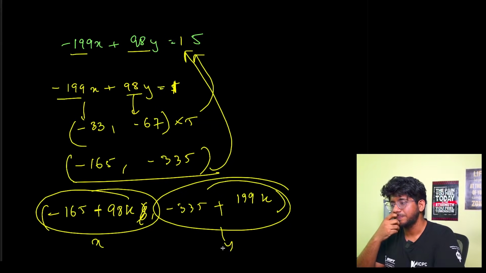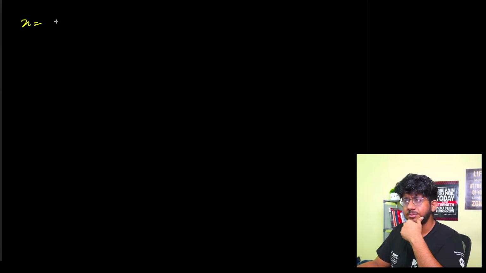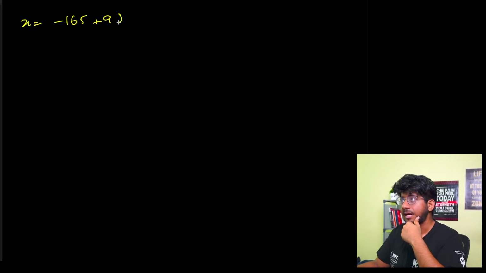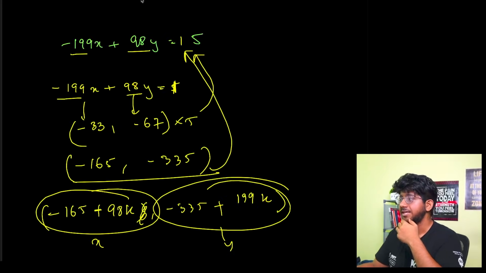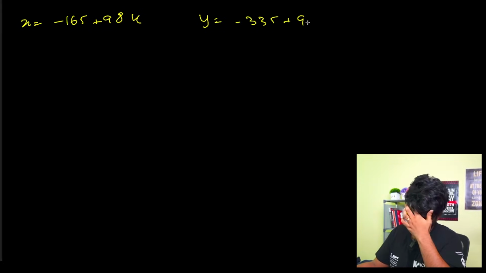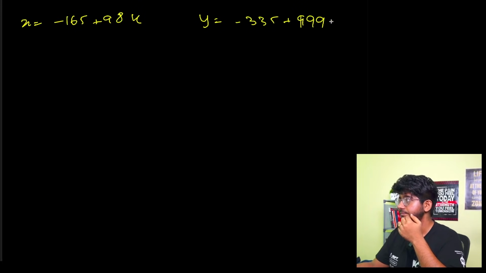So let's move to the next slide. I think that would be a little better. So our x is equal to minus 165 plus 98k, right? And y is equal to minus 335 plus 199k.